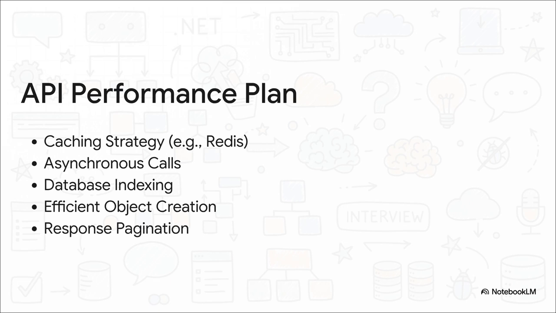Then I'd move up to the application layer. Could we cache frequent requests using something like Redis? Are there any blocking calls we can make asynchronous? And finally, I'd look at the response itself. Are we sending way too much data back? Maybe we need to implement pagination? You see? That layered approach is a complete home run L2 level answer.